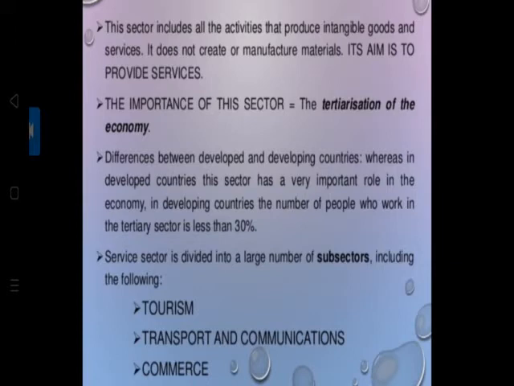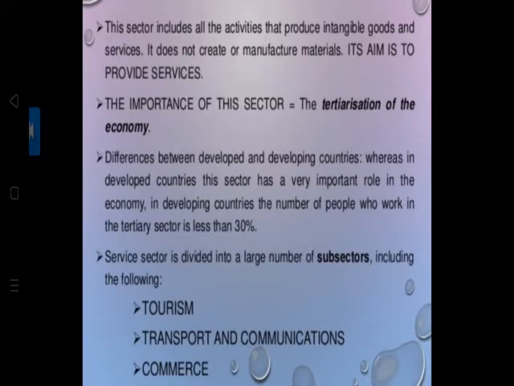Then there is how it is associated with the developed countries and how it is associated with the developing countries. What is the difference between the two? We are going to learn about that. And which other places can this be applicable? Differences between developed and developing countries, whereas in developing countries this sector has a very important role in the economy. In developing countries, the number of people who work in the tertiary sector is less than 30%.